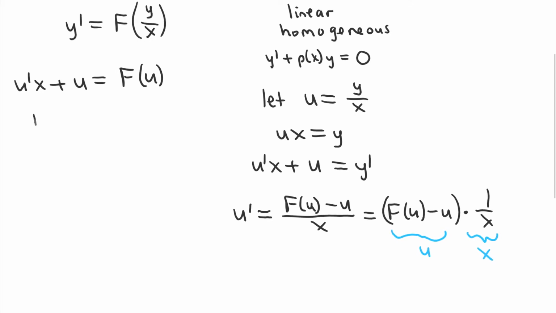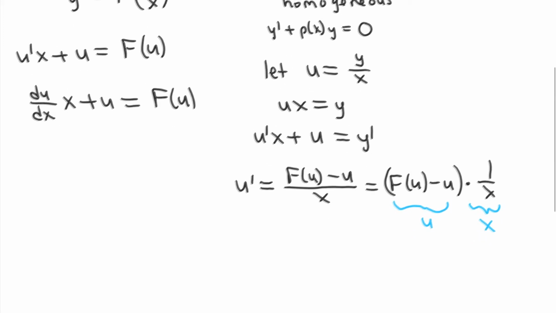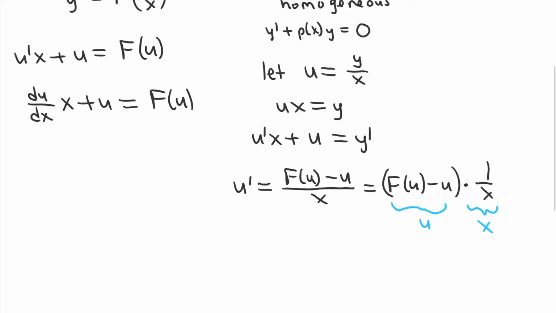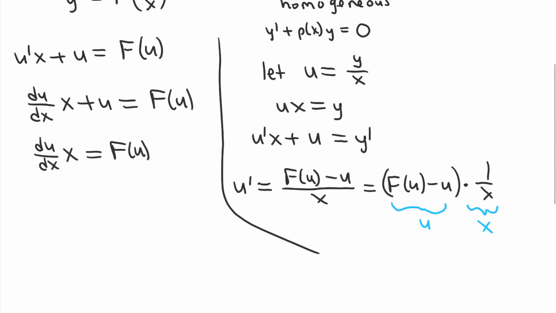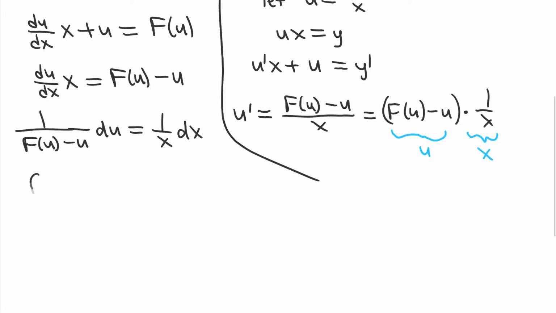So if I rewrite this using Leibniz notation, du dx times x plus u is equal to f of u. And then I move all the u terms to the left-hand side and the x terms to the right-hand side. I'm going to end up with du over dx times x is equal to f of u minus u. And then I get 1 over f of u minus u times du is equal to 1 over x times dx. And now, of course, we can integrate both sides.